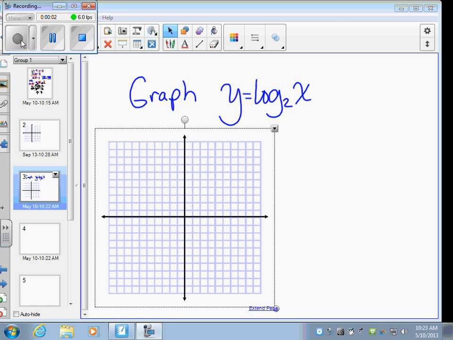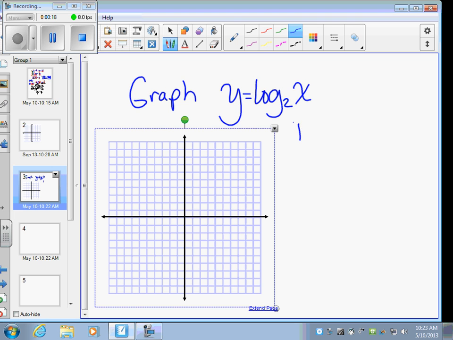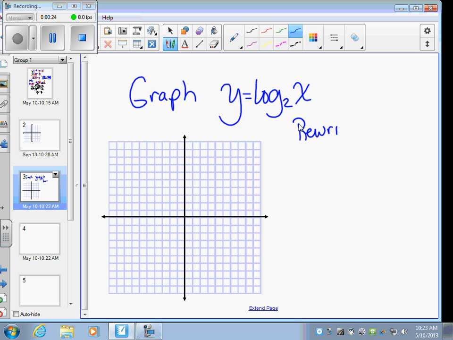Hi, this video is designed to help you build the skill of graphing logarithmic functions. So we have an example here that's simply to graph y equals log base 2 of x. The first thing that I would keep in mind is that this can be rewritten. And so I would rewrite it as an exponential equation.